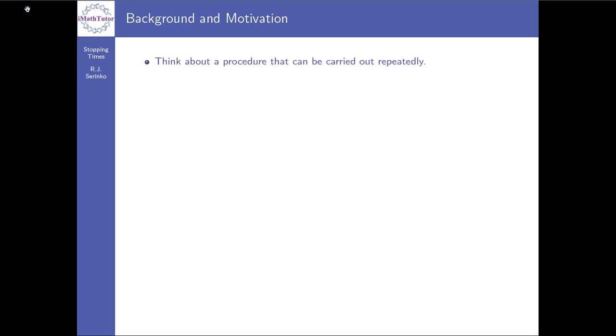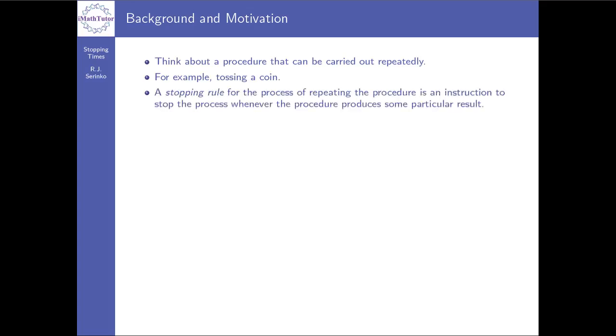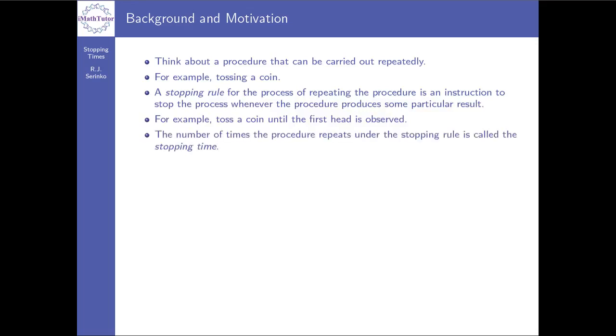I'd like you to think about a procedure that can be carried out repeatedly. Tossing a coin is a good example of such a procedure. A stopping rule for the process of repeating the procedure is an instruction to stop the process whenever the procedure produces some particular result. In the case of tossing a coin repeatedly, you could toss until, say, the first head is observed. The number of times the procedure repeats under the stopping rule is called the stopping time.